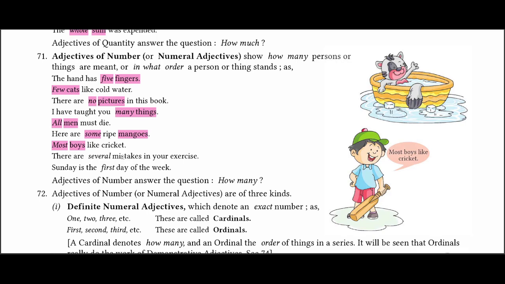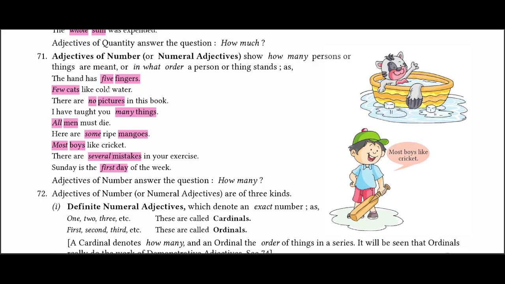There are several mistakes in your exercise. Mistakes is a countable noun and several, this adjective, is telling the number of mistakes. Sunday is the first day of the week. Day is a countable noun and first is telling the number in a sequence.